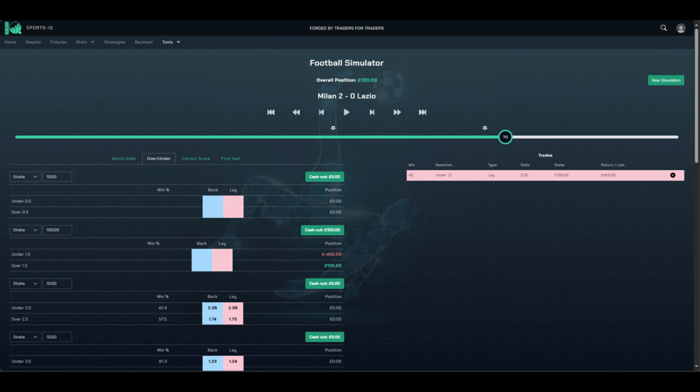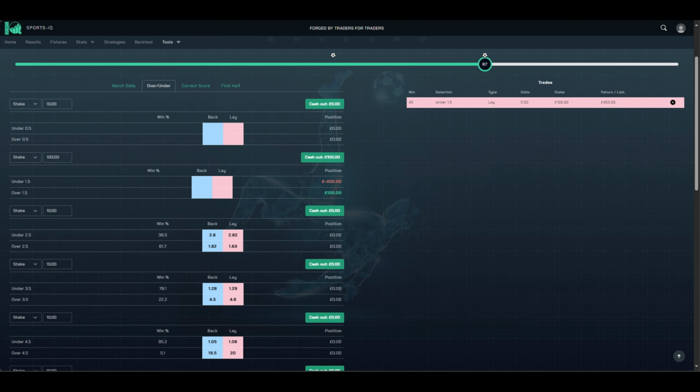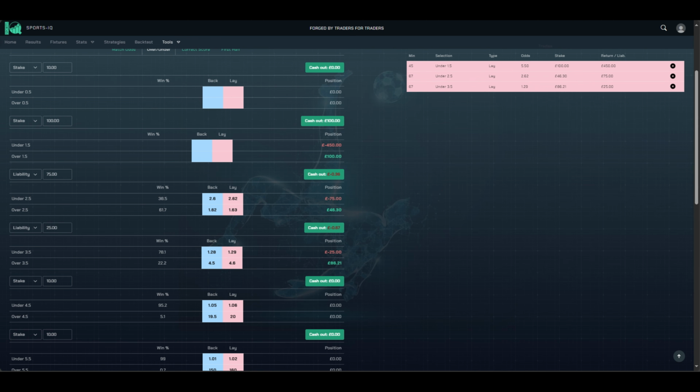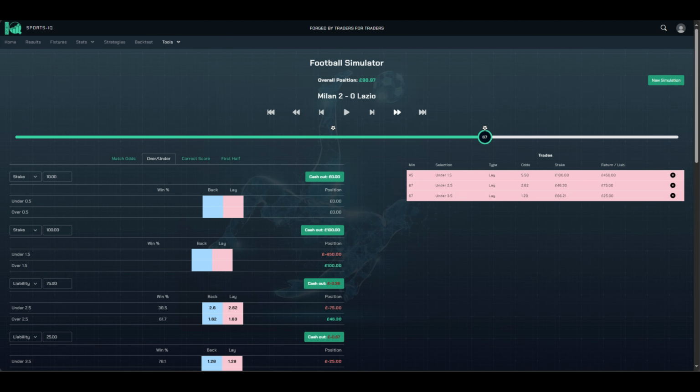And there we have the goal. So now let's use our £100 profit. We'll move on to the next 2 goal markets. We'll split our stake 75-25, but instead of placing our lay as a stake, let's change it to liability. So this will give us £75 liability and £25 liability. And then we're only using our £100 profit. So let's see how we get on.